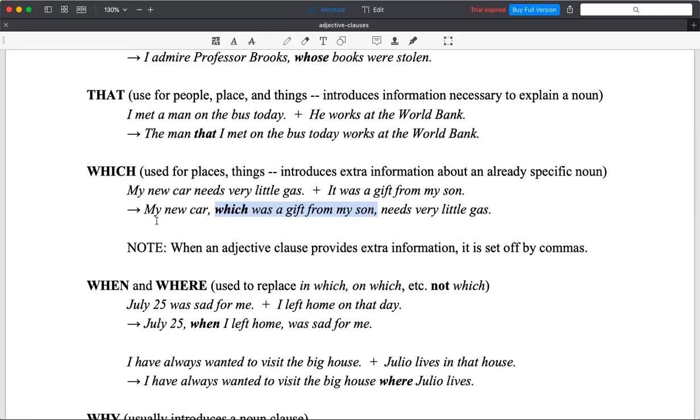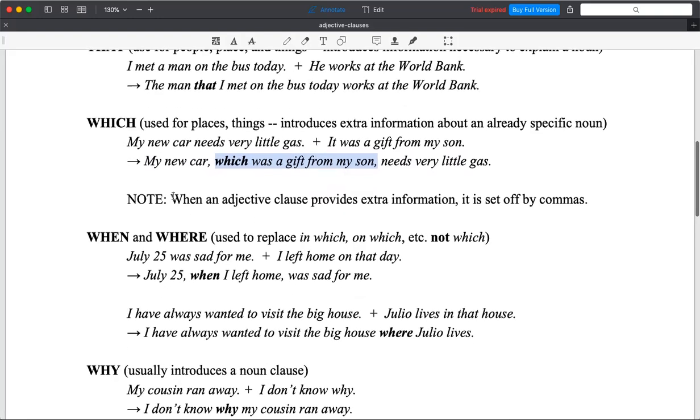But if I say "my new car needs very little gas," you know what my new car is. I'm just adding extra information. If it is adding extra information, you must put a comma before and after the adjective clause. So when an adjective clause provides extra information, it is set off by commas. It is very important. And remember, punctuation is considered the emotion of your sentence. So if I don't punctuate my sentences properly, the meaning doesn't cross properly.